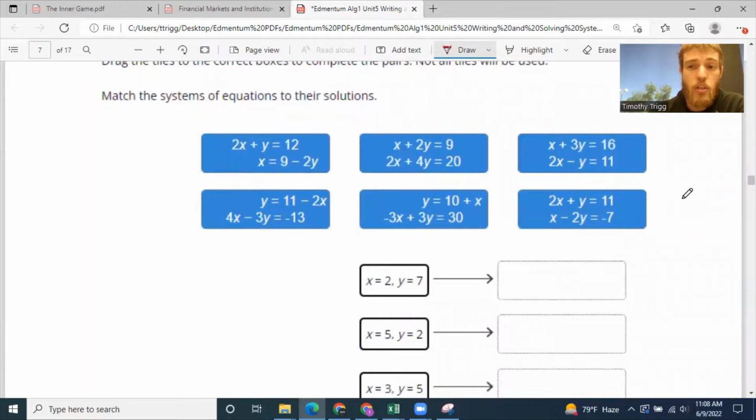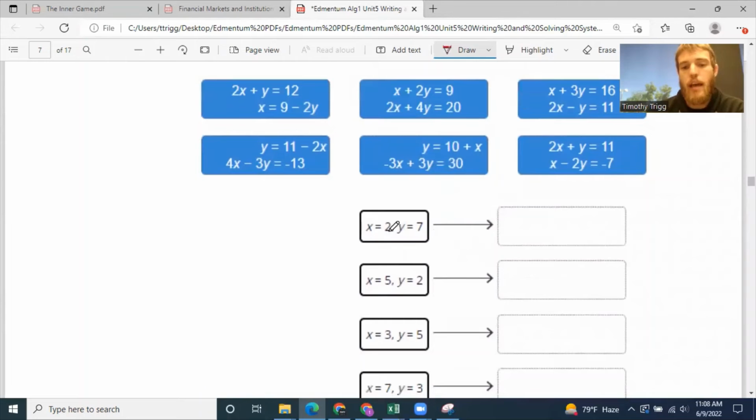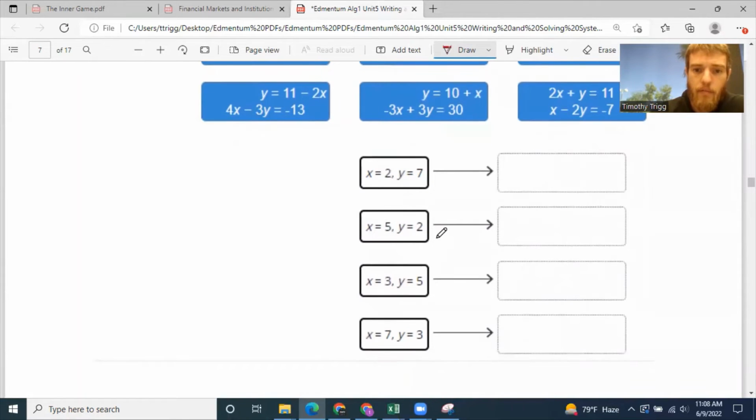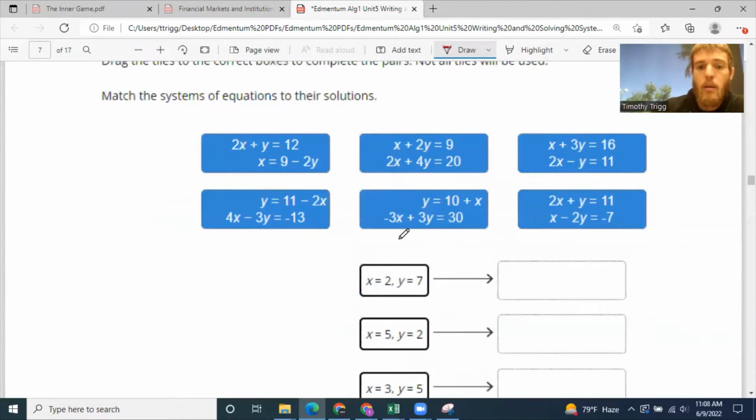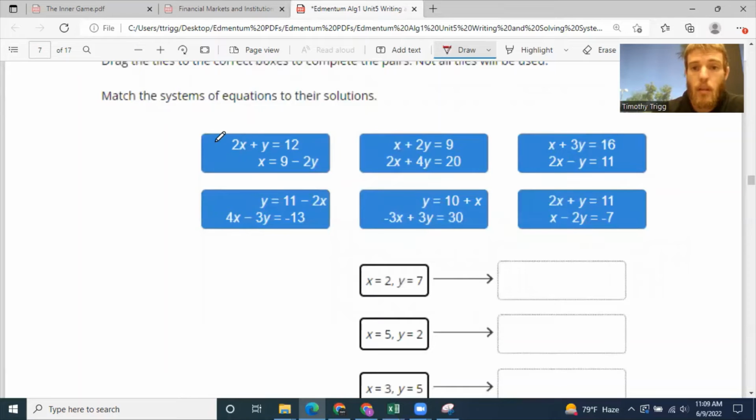Here in this question, we're dragging the tiles. Okay, so here, one thing I want to look at is these values. It says x equals 2, y equals 7, 5, 2. Okay. Well, this one's going to be kind of a pain because there's a lot to solve here. But let's go ahead and I'm going to do a couple with you and then ask you to do the rest on your own. This one is a simple one. Let's go ahead and do that first.